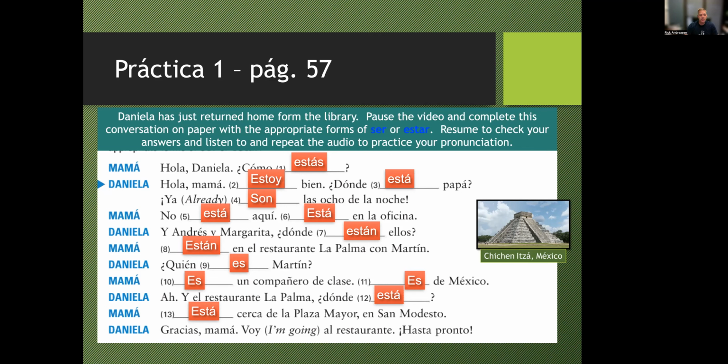Okay, so a lot of these are the well-being questions. How are you? I'm fine. Then there's location of people. Where is Papa? He's not here. He's in his office. These other people are in the restaurant. And then we talk about the identity, right? Who is Martín? He is a compañero de clase, a classmate. He is from Mexico, his origin. And then back to the location.